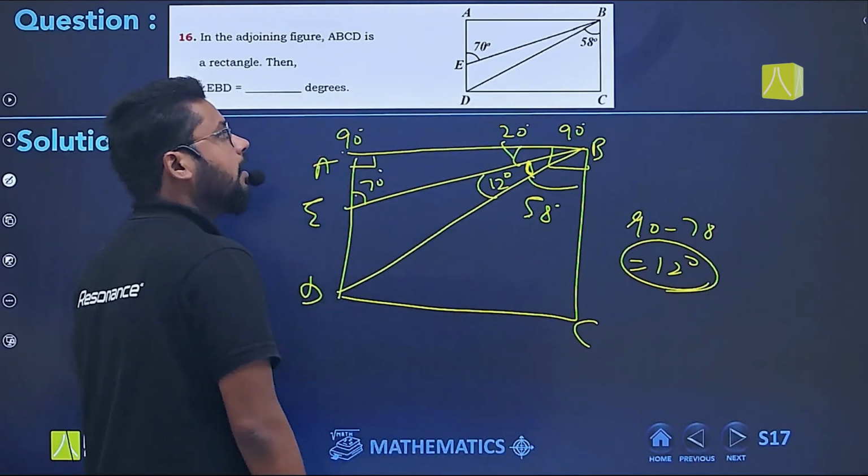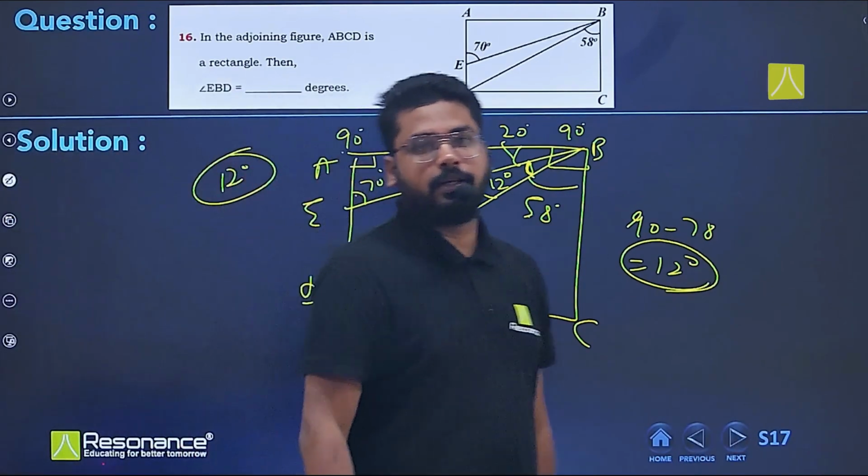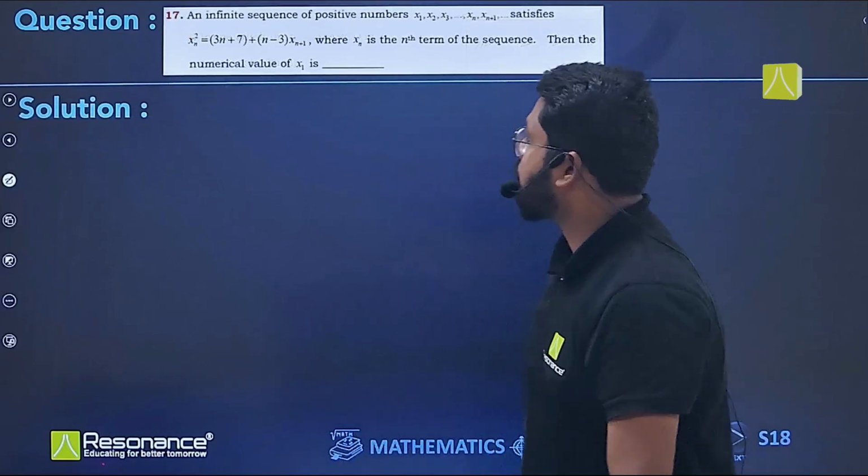So this shows that EBD is 12 degrees. Now next question 17.